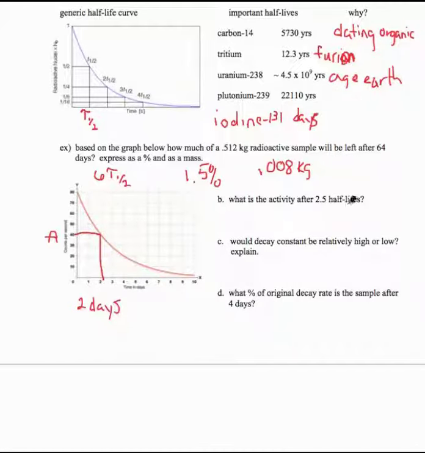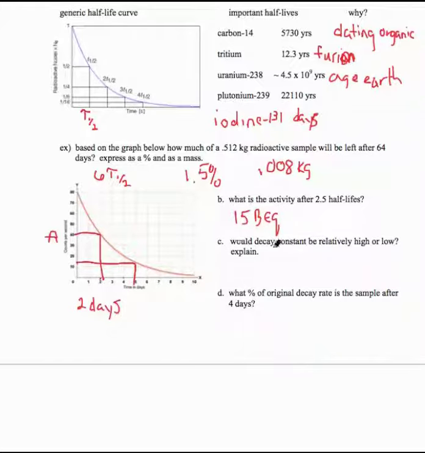What's the activity after 2.5 half-lives? Here we're going to have to estimate more. 2.5 half-lives means we're going to have 40, then 20, that's 2 half-lives, and then half a half-life would be around 15, around that. So we go over and we see, oops, my bad. 1 half-life is 2 days, 4 days is 2 half-lives, 2.5 is that. So we're looking at about 15 becquerel.